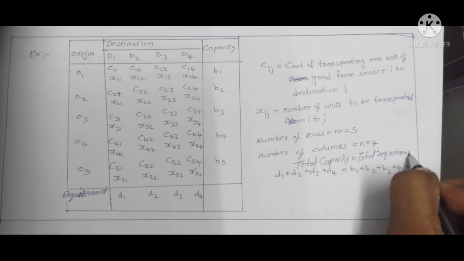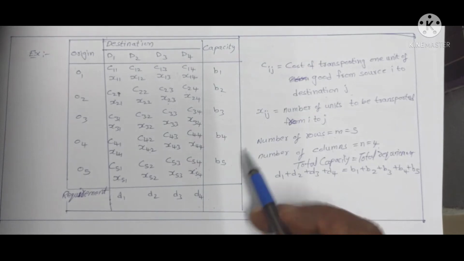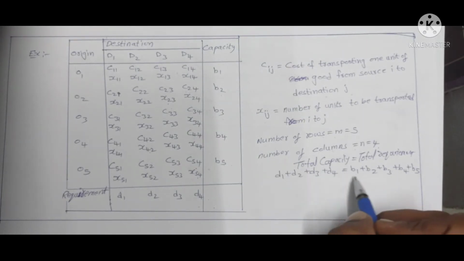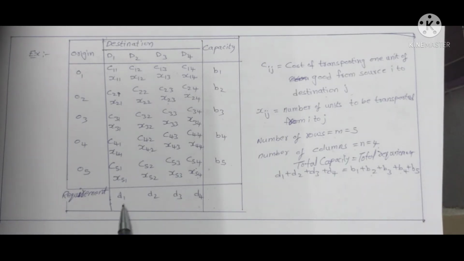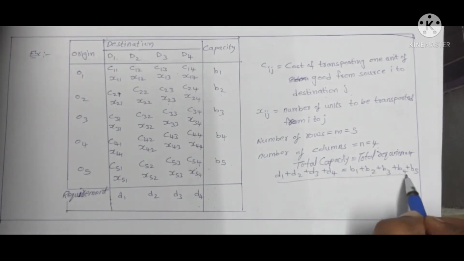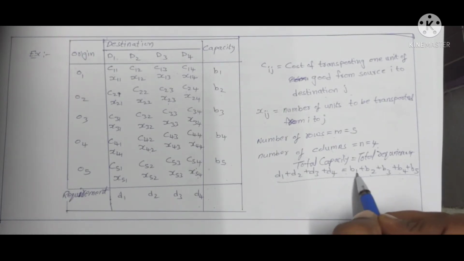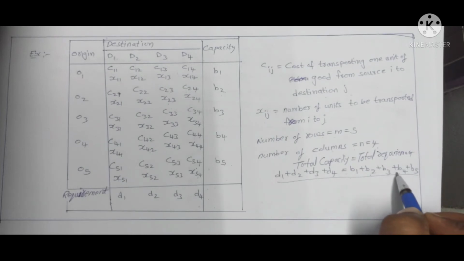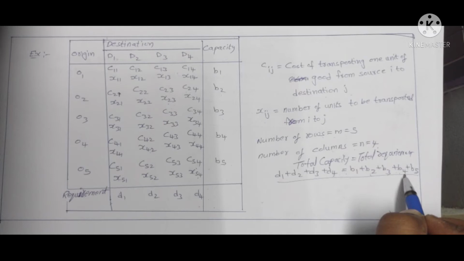So what is the total capacity? B1 plus B2 plus B3 plus B4 plus B5. That is the total capacity. Similarly, what is the total requirement? D1 plus D2 plus D3 plus D4. This total requirement is equal to the total capacity. So that is written here in this form: D1 plus D2 plus D3 plus D4 is equal to B1 plus B2 plus B3 plus B4 plus B5. If this equation holds, then only we can solve the problem.